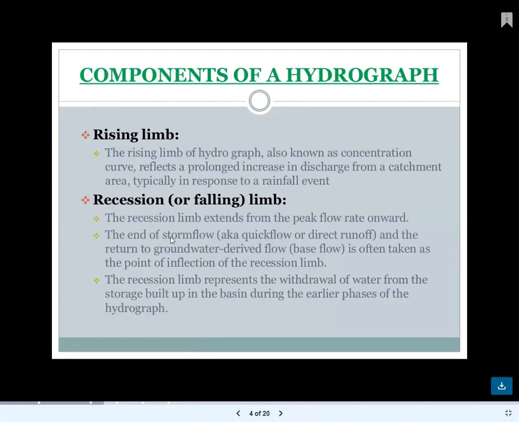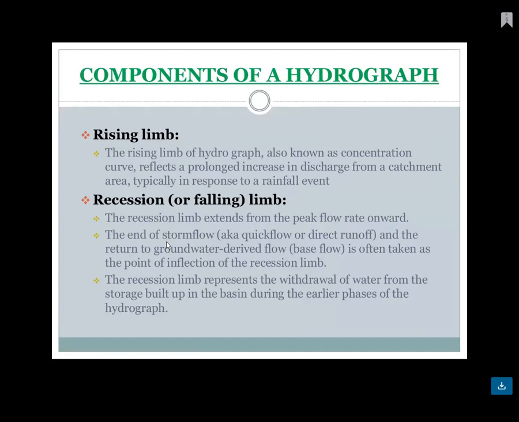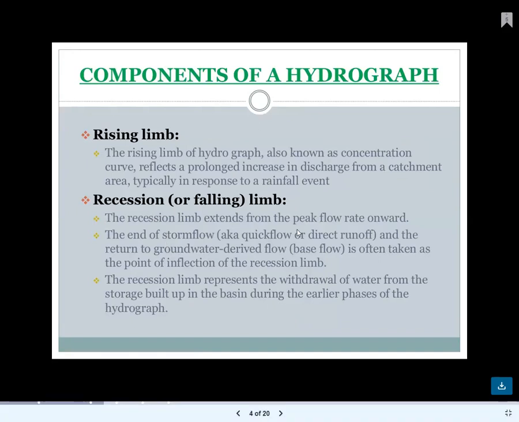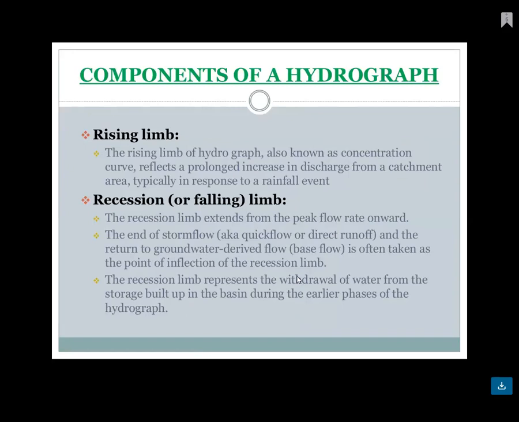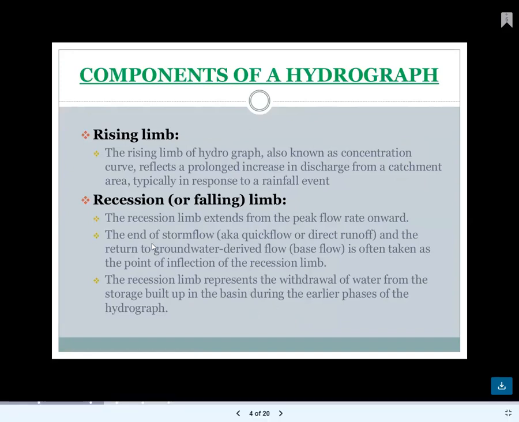So rising limb, what is a rising limb? The rising limb of a hydrograph, also known as the concentration curve, reflects a prolonged increase in discharge from a catchment area, typically in response to a rainfall event. Okay, so this is the increase in discharge, means maximum discharge from the catchment area. So as we see in the graph, the rising limb is the left part of the graph.